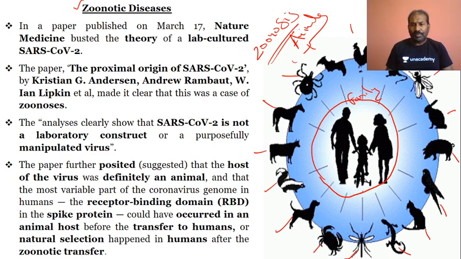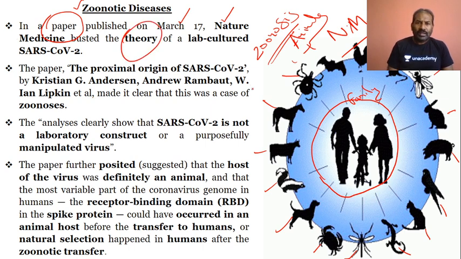This image depicts very clearly how we can be affected by various animals, wherein various bacteria and viruses could affect human beings. Now, what is important is a paper which has been published on March 17 in Nature Medicine. Please understand this: the paper published in Nature Medicine has busted the theory.